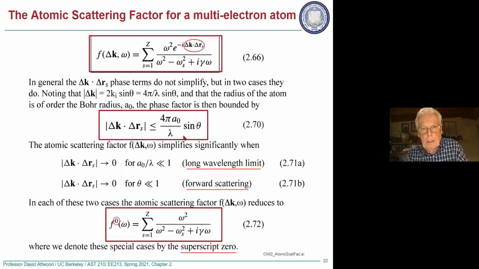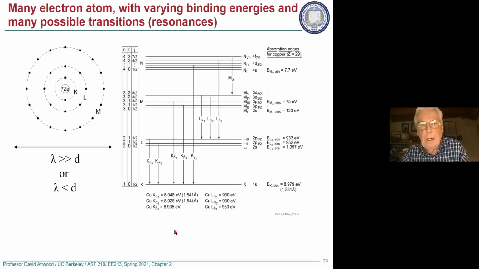Okay, so this is our atomic scattering factor in this interesting limit. I'll call it the long wavelength limit, but it also means forward scattering. Okay, and so this is what we were showing before in the calculations. And again, this is written for a lot of electrons on an atom with many, in this case, classical resonances, which we're going to deal with in a second.